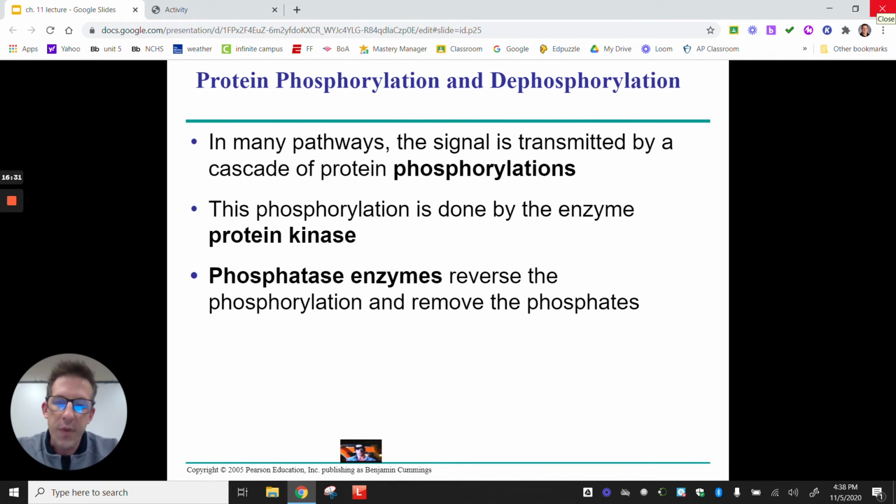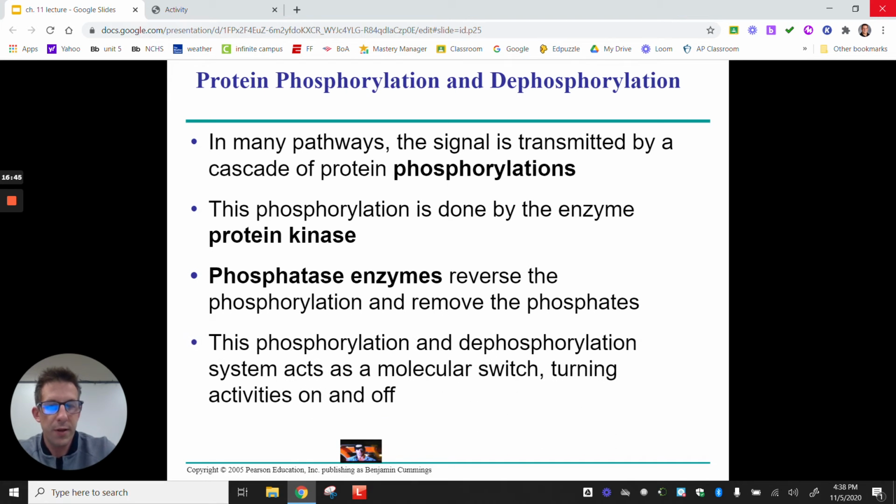So, protein kinase acts as the on switch, and it phosphorylates a protein. Phosphatase enzymes act to dephosphorylate something, or take the phosphate group off. Now, this phosphorylation-dephosphorylation system acts as a molecular switch, and it turns certain activities on or off. Or it can turn certain pathways on or off.